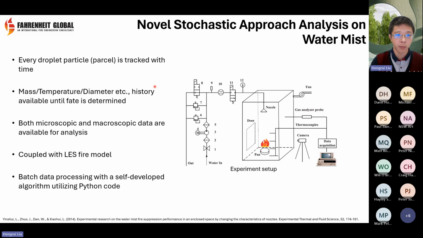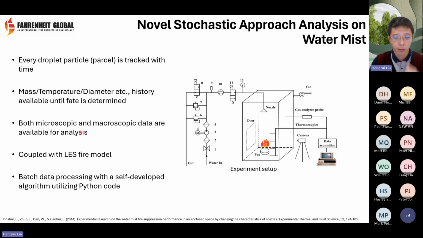So this becomes the interesting part where we're talking about every droplet being tracked: the mass, temperature, diameter, and the history of the droplets are available, basically tracked during the whole life cycle, from the instance of its burst to the instance of it hitting the wall or totally evaporating, basically tracking the whole life of the droplets.